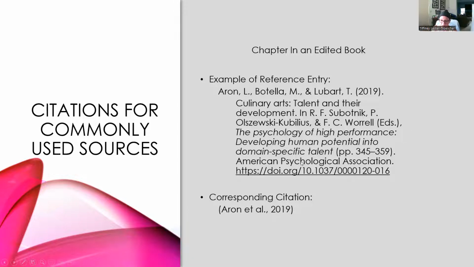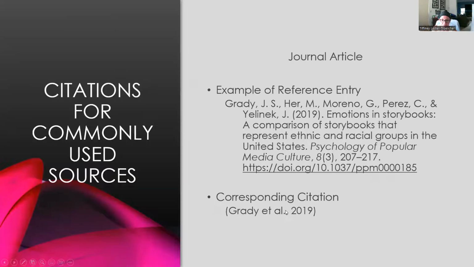We learned how to create the reference entry for this source. And now how do we do the citation? Well, how does it start? Okay, we've got 3 authors here. I'm gonna go ahead and just put Aaron et al. 2019. Journal article, all right? We learned how to create the entry for this one. We have several authors here. We're going to go with the first one because that's how the entry begins. Grady et al. 2019.